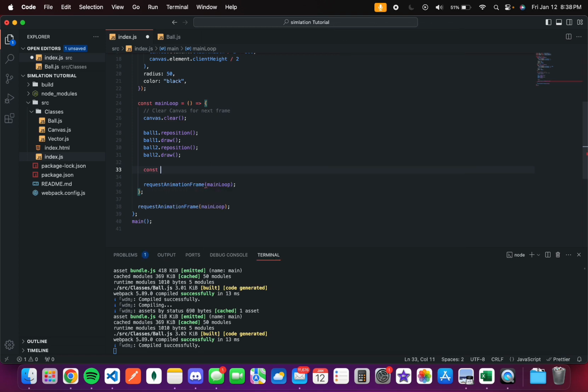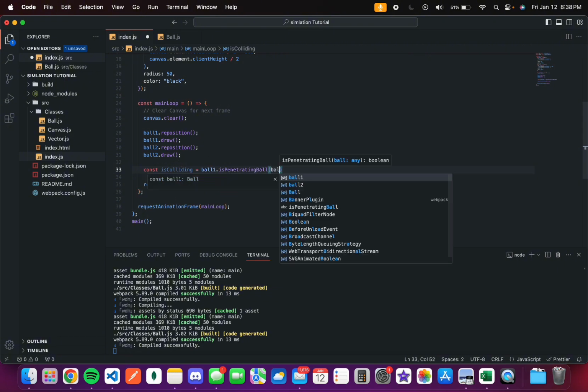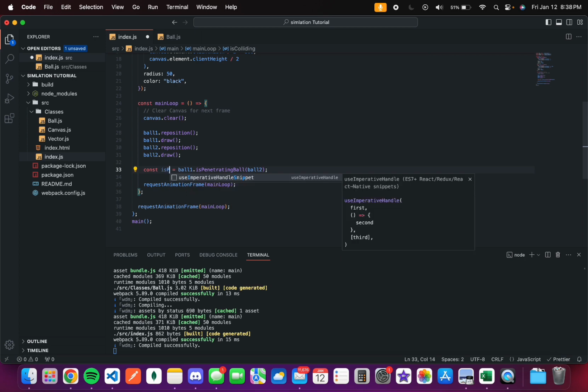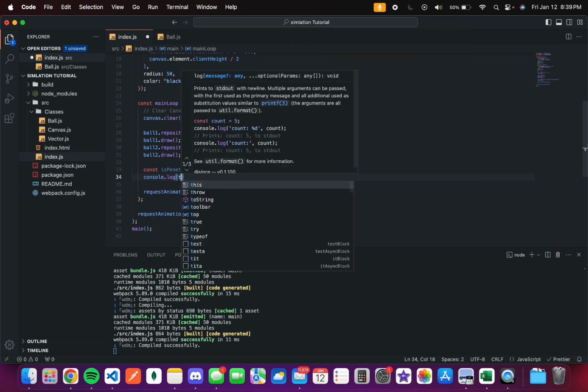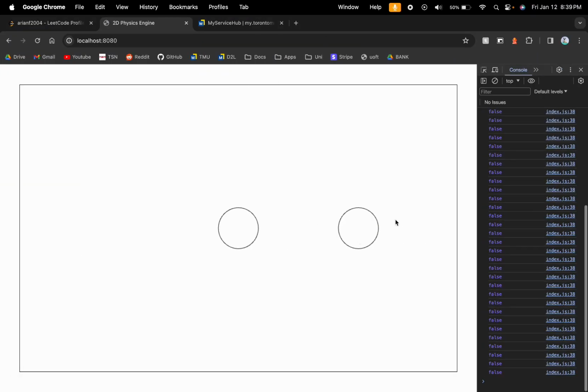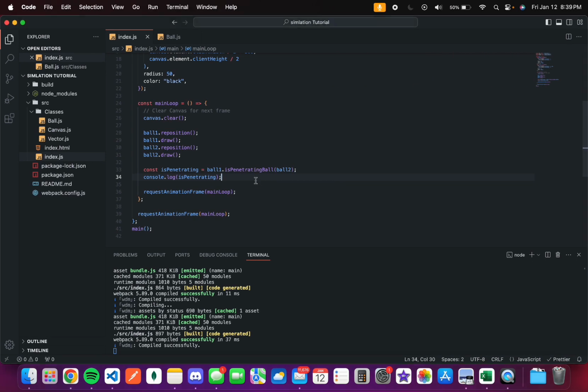So const isColliding equals if ball 1 is penetrating ball 2. Let's just put this as isPenetrating. So let's console log this value and see if it's working. So right now it's false. And now it's true. See, right when they're penetrating each other, it returns true. So this is working.